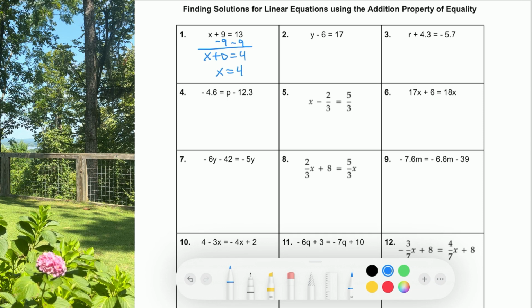Well, when I check that, if I plug the 4 back in, I get 4 plus 9 equals 13, and 13 equals 13. So we did the correct steps. X does in fact equal 4.